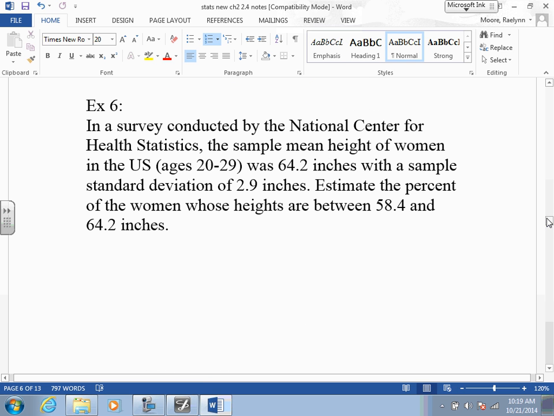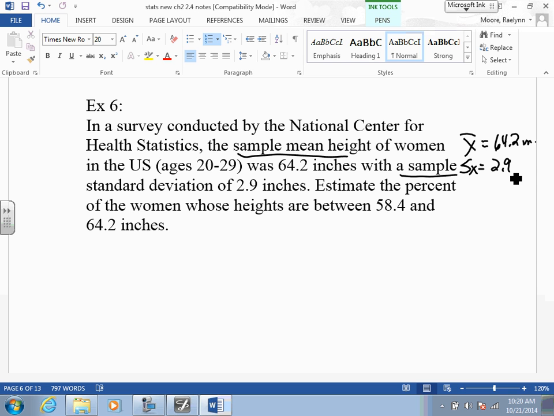We want to find, in a survey conducted by the National Center for Health Statistics, here's a sample, always pull this out. The sample height for these women is 64.2 inches, with a sample standard deviation of 2.9. We want to estimate, according to our empirical rule, about what percent of the women's heights fall between 58.4 and 64.2 inches. Now, the best way to do that is off your curve.